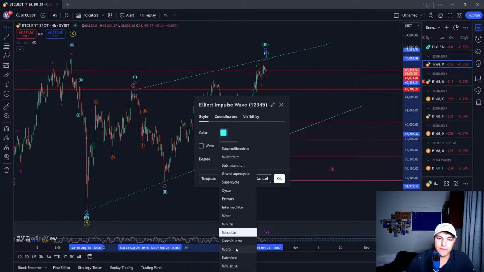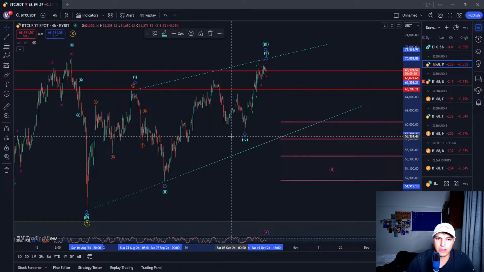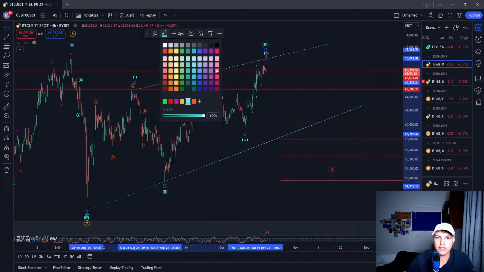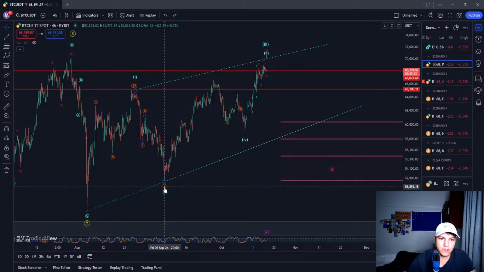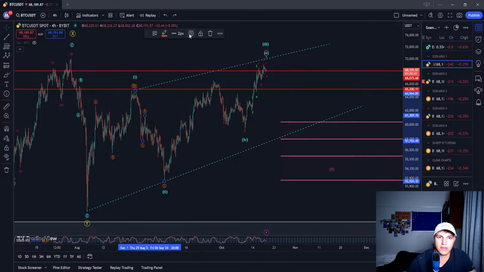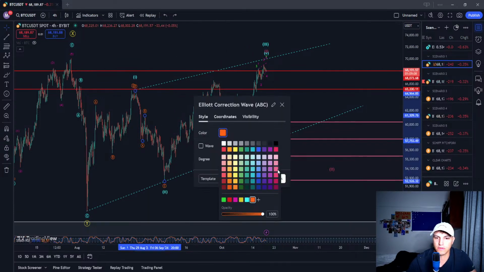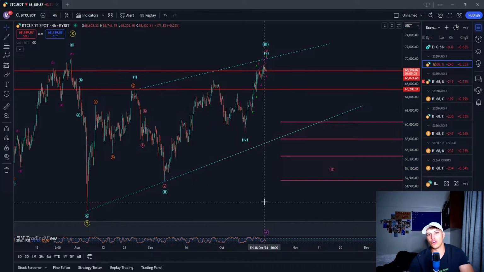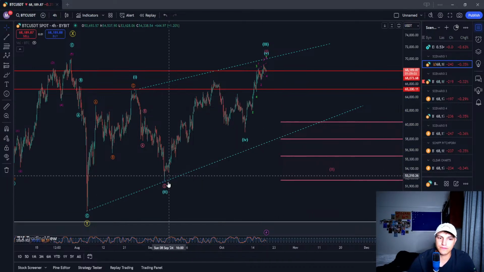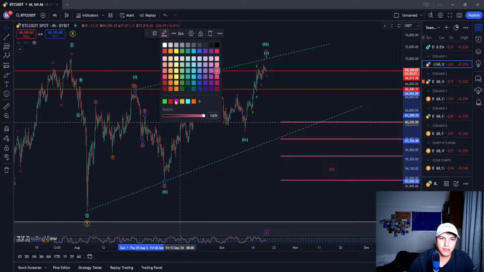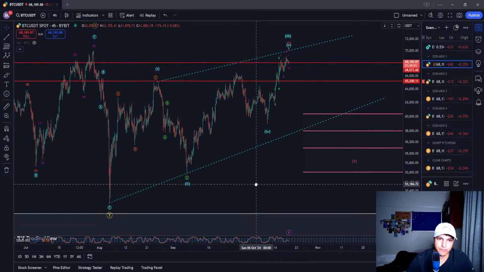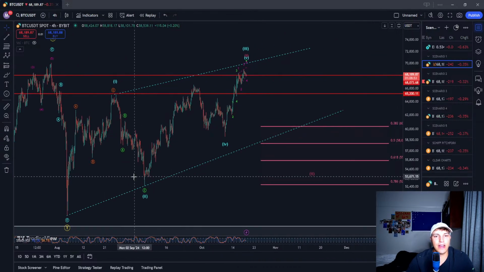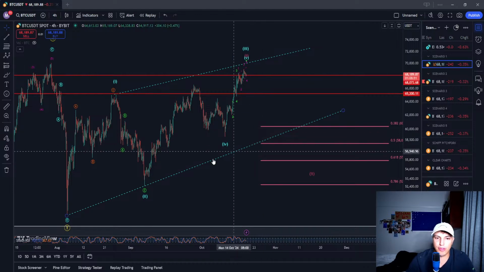Now, the last one. And let's make this color. Let's make this pink on the chart. Oh, no, not that. Let's make this color. This pink on the chart. Cool. Then, actually no, we can't do that color. We're gonna go with green. Lovely. An ABC. Now we have an ABC in wave 3.